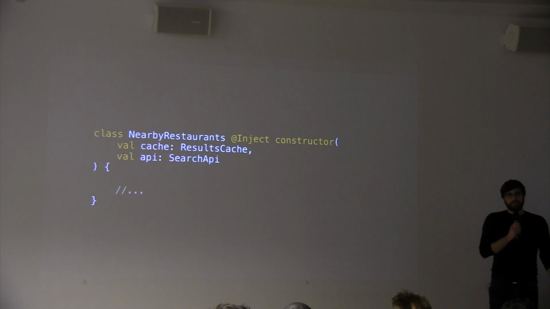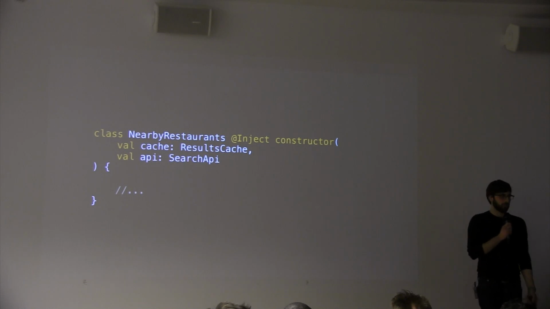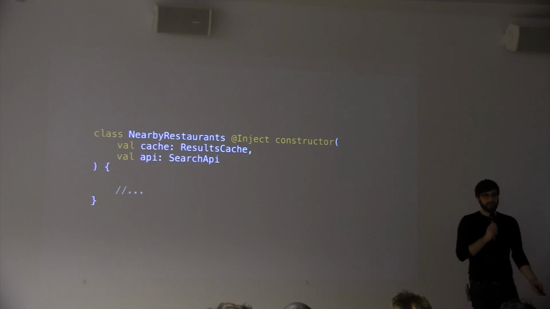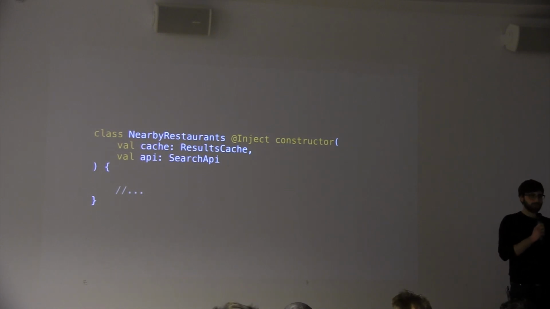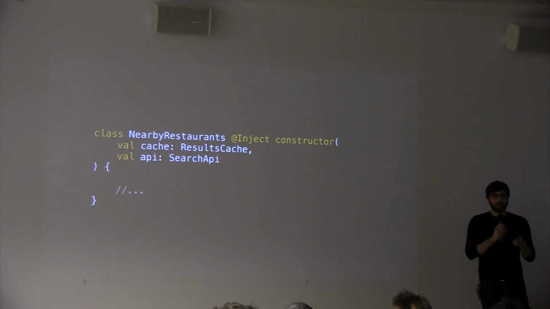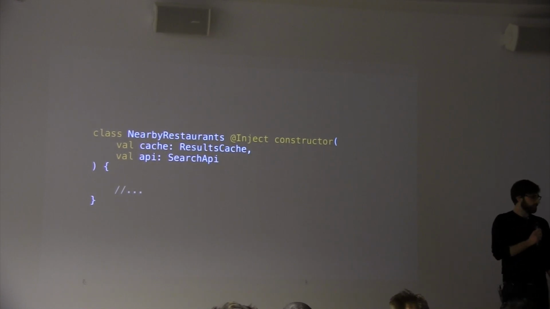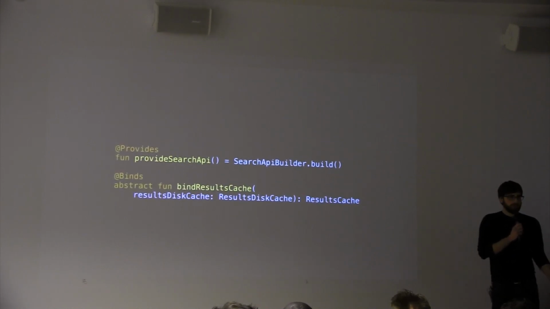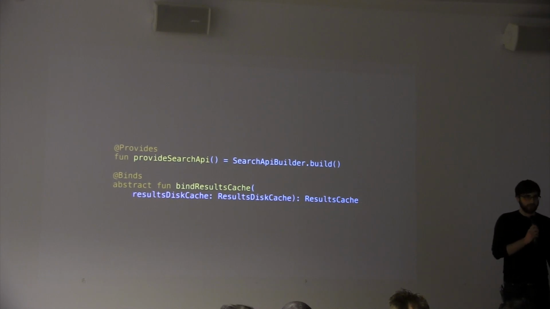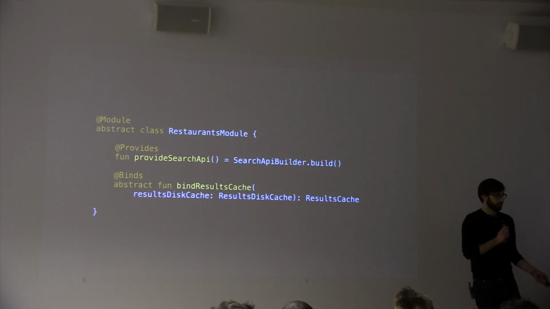If you had to write all that code by hand to plumb all that together, it's going to get pretty tedious pretty quickly. So what a dependency injection framework like Dagger lets you do is mark up your classes and your constructors, and then it's going to go away and generate all that boring plumbing code for you. You can also write provides methods, and you can bind interfaces to concrete types and put these in a module.